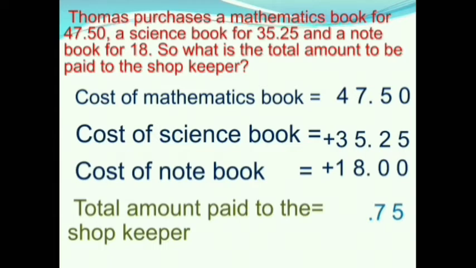7 plus 5, 12. 12 plus 8, 20. Write 2 above the 4 and 0 below the 8. Next we should add 2, 4, 3, 1. 2 plus 4, 6. 6 plus 3, 9. 9 plus 1, 10. Therefore, 100 rupees 75 paise to be paid to the shopkeeper.